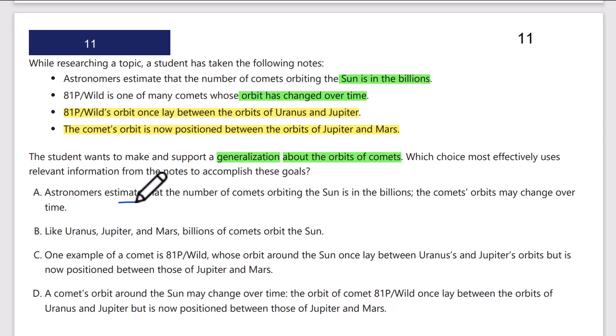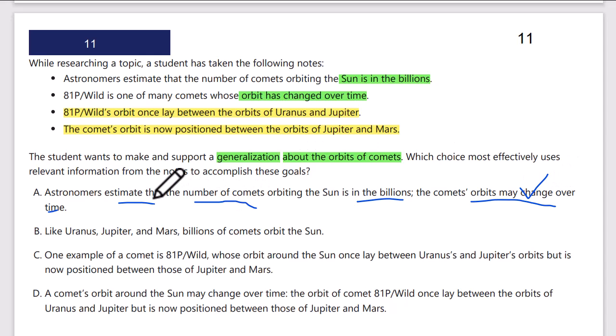A: Astronomers estimate that the number of comets orbiting the sun is in the billions. The comet's orbits may change over time. So it's true, the comet's orbits may change over time. That is a correct generalization.